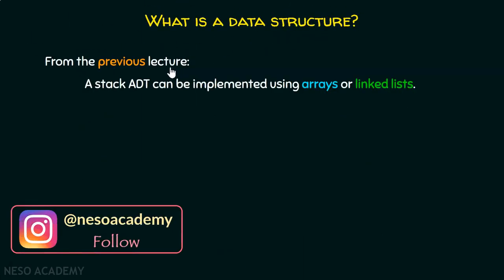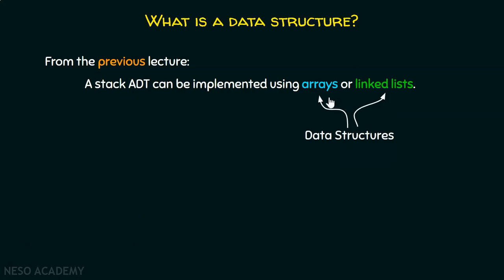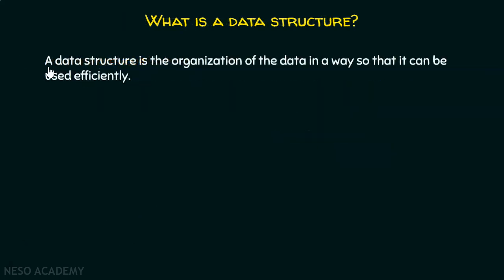From the previous lecture, we get this information that a stack ADT can be implemented using arrays or linked lists, right? We can use these two data structures to implement a stack ADT. These are my data structures, right? Now, what information do we get from this line? First of all, a data structure is the organization of the data in a way so that it can be used efficiently. When I say efficiently, it means in terms of time as well as space.